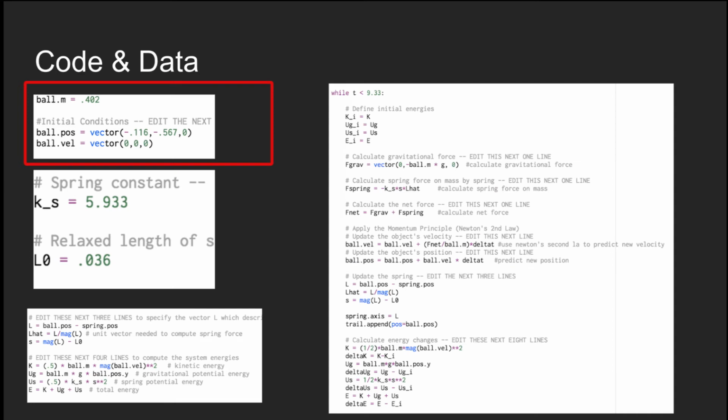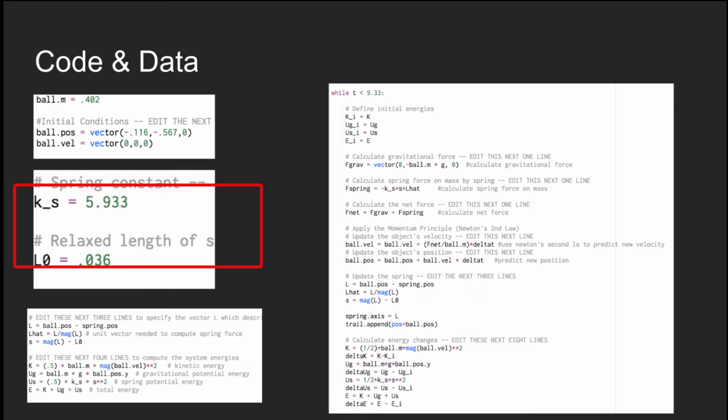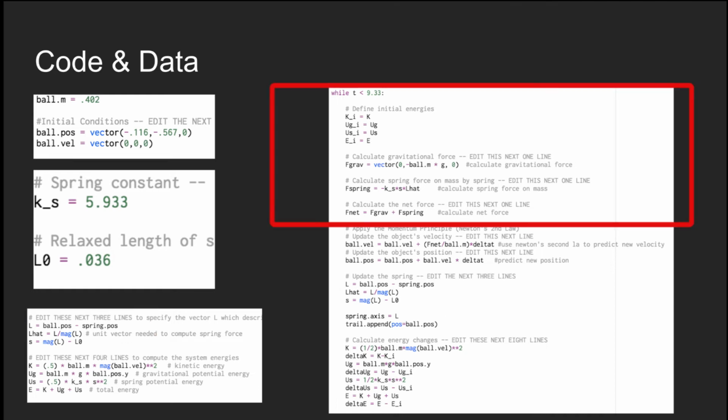To our code, we added our initial conditions like mass, position, velocity, spring constant, and relaxed length of spring, which I showed how we calculated on the previous slide. We also have to find our length of spring, which is L, and S, which is the stretch or compression of the spring. For the next part of code, we had to define our initial energies, then put in our gravitational force, our spring force, and our net force equation, which is just gravitational force plus spring force.